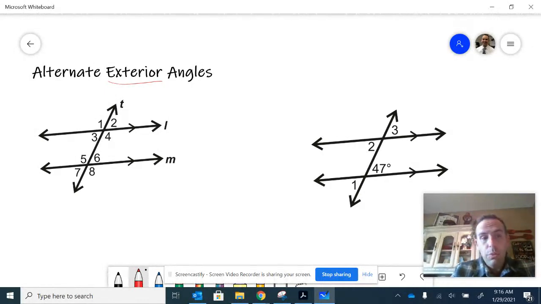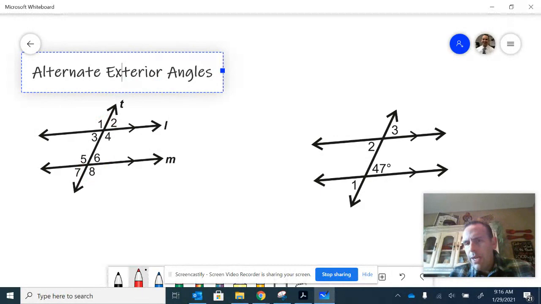So we have, again, two pairs. We have angles 1 and 8 that satisfy alternate exterior angles. That's a pair. And we also have a pair of alternate exterior angles, 2 and 7. So we always have two sets of these alternate exterior angles. Let's look at some specific numerical examples.